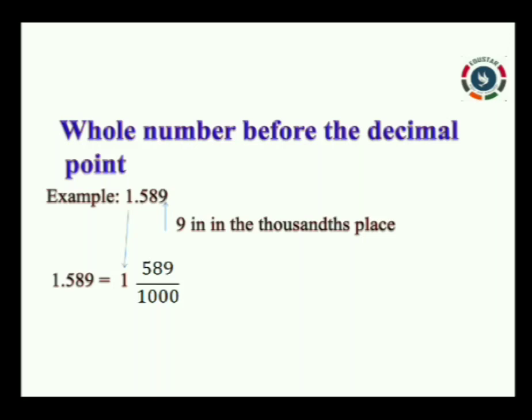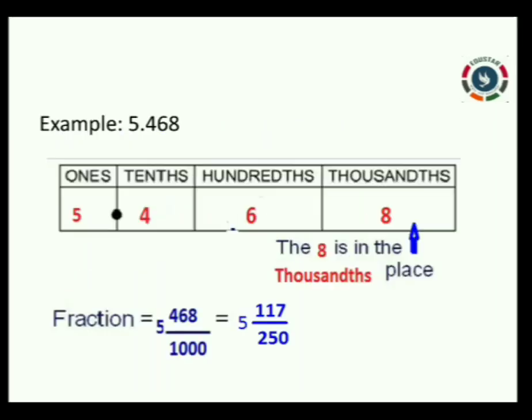So you have to keep the whole part as such, 1. Then you have to write the fraction. Your numbers are 5, 8, 9. Your denominator is 1000. What type of fraction is this? 1.589 is equal to the mixed fraction 1 and 589 divided by 1000. Let's see one more example.